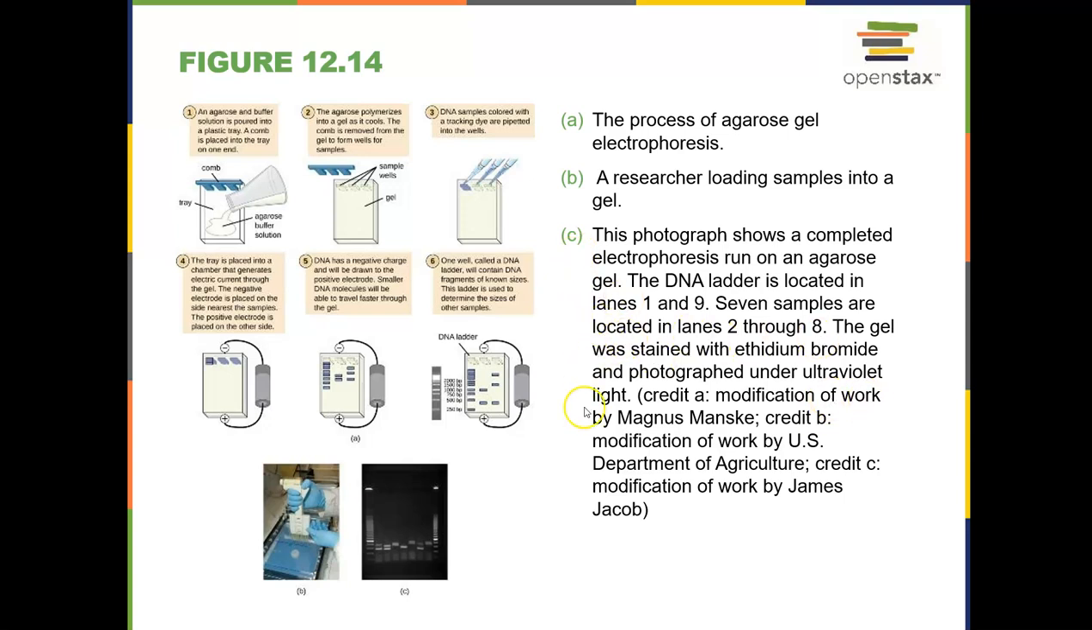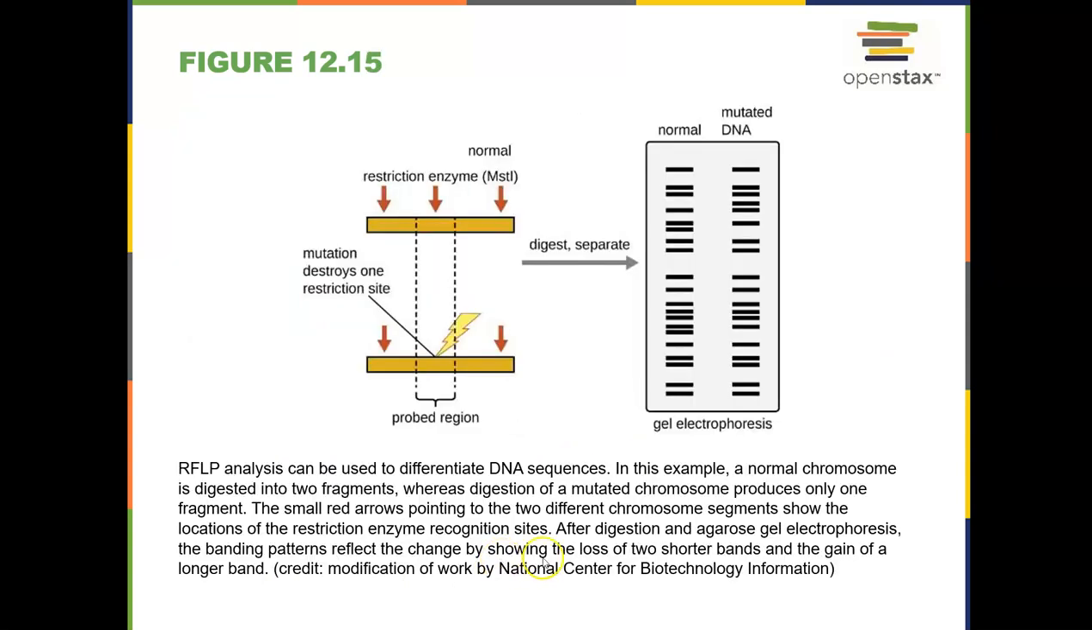They use ethidium bromide. We talked about this last chapter, with the way that the ethidium bromide is going to intercalate into the DNA and bind. And then you put it under UV light and it's going to glow, just like this picture in C. I've done this a million times. But be careful, ethidium bromide is carcinogenic.